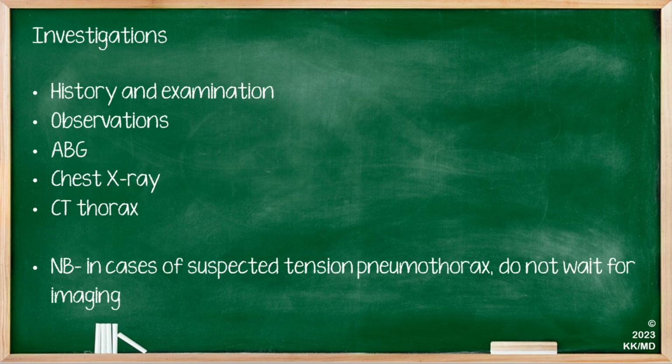When investigating someone with a pneumothorax, it's important to take a thorough history and examine the patient, as well as taking a full set of observations. An ABG will be important, as well as a chest X-ray and, in the longer term, a CT thorax. It's important to note, however, that in suspected cases of a tension pneumothorax, or if the patient is unstable, you should not be waiting for any imaging.